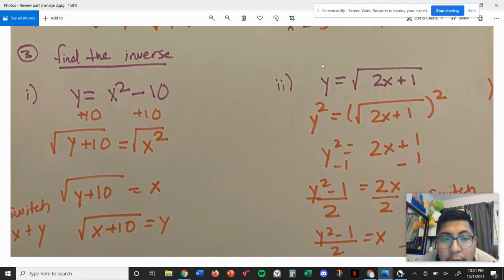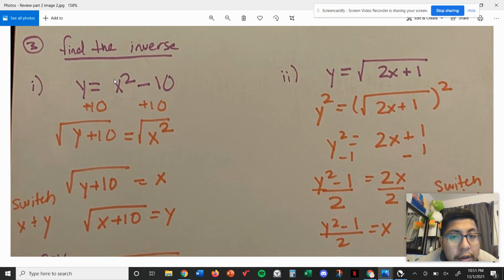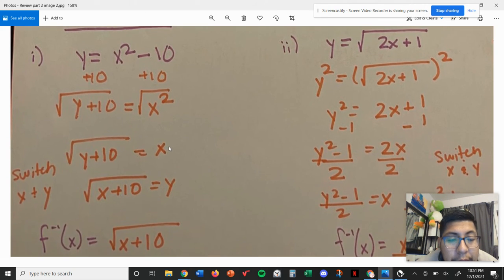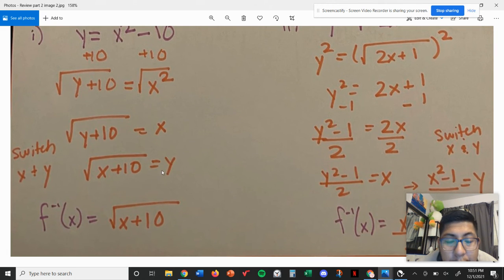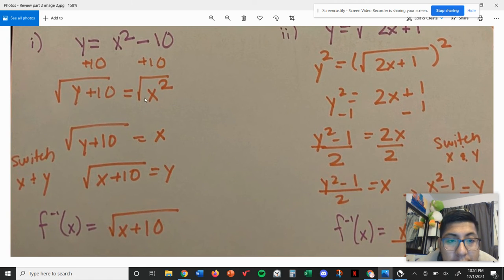All right, for these two, I wanted you to find the inverse. For the third question, add 10 to both sides, then square root. You end up with the square root of y plus 10 equals x. At that moment, you switch the variables. So the inverse is the square root of x plus 10. The reason why we square rooted up here is to cancel out the x squared.